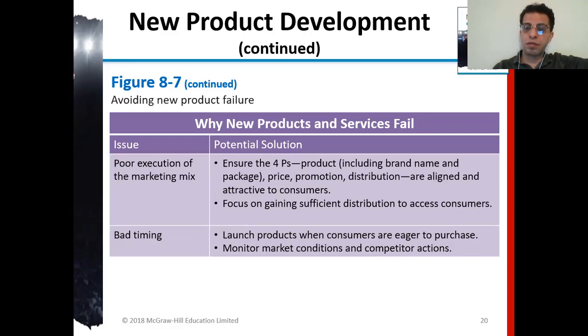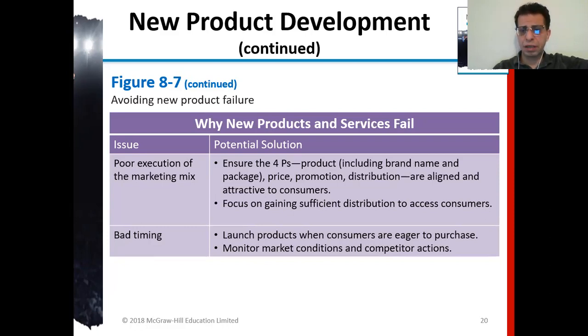The other reason that might cause failure is poor execution of the marketing mix. We said the marketing mix is the 4 Ps. Ensure that the 4 Ps, which are the product, the price, the promotion, and the distribution or place, are aligned and attractive to the consumer. Through your marketing research, you can find out. Focus on gaining sufficient distribution. Access to the customers is important, but the question is how to get sufficient distribution to them.